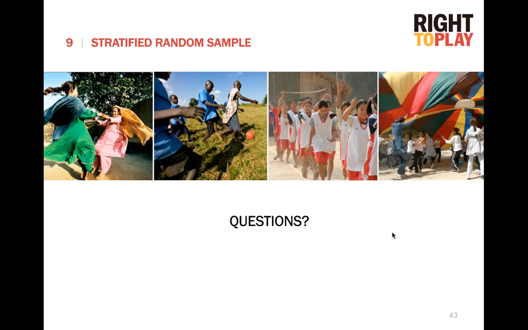So as you can see, there's a bit of a pattern here. And even though there are some key differences between the designs, there's a lot of similarity and a lot of overlap. So are there any questions about stratified random samples? All right, looks like there's no questions.